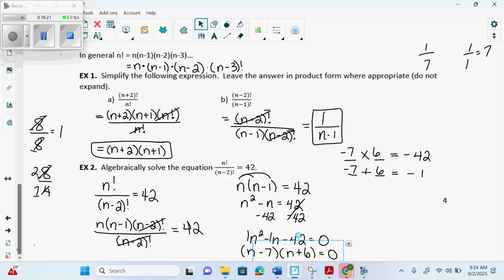All right? So what does that mean? That means I have to take this factor, n minus 7, equal to 0. And I have to take this factor, n plus 6, and set it equal to 0.